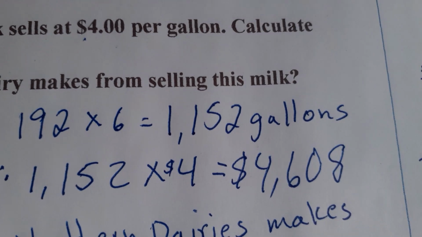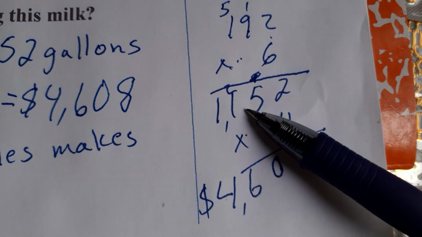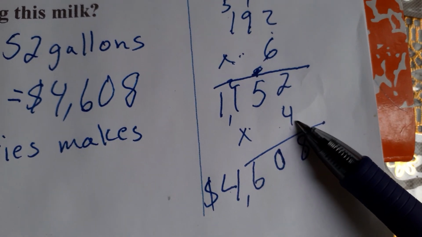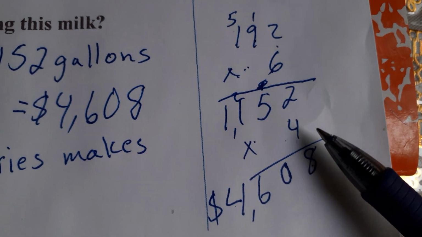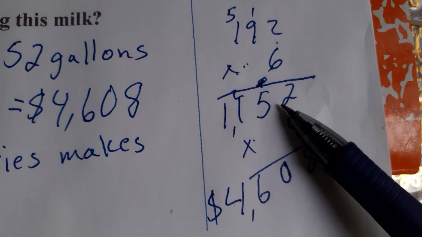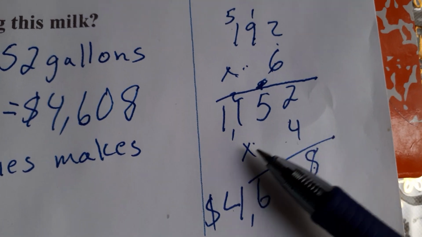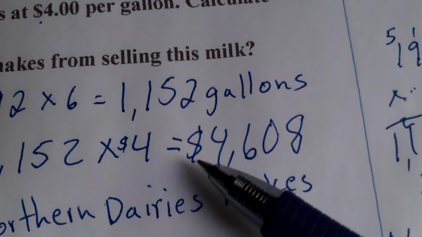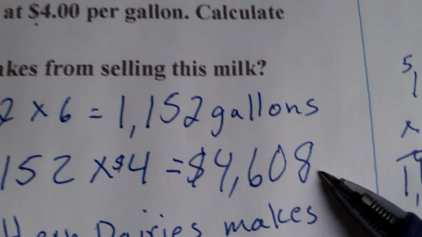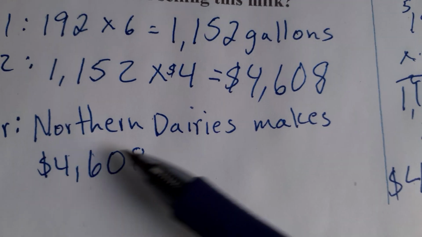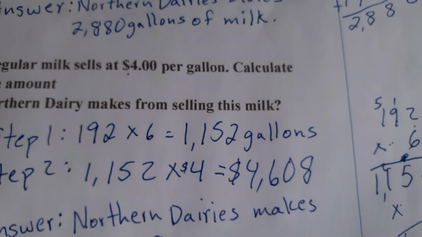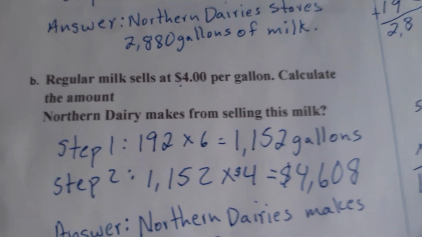4,608. How did I find that? I go to my rough work. I already have the answer for the number of gallons, and now I multiply by 4, and that's how I get my answer. 4 times 2, 8. 4 times 5, 20. Carry the 2. 4 times 1, 4, and 2 is 6. 4 times 1 is 4. So $4,608. My answer: Northern Dairy makes $4,608. Okay? Now, let's move on to our second question.